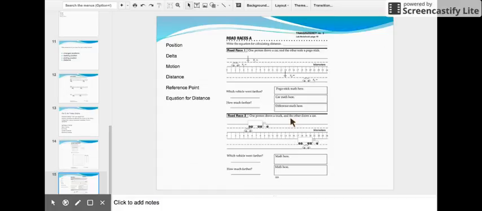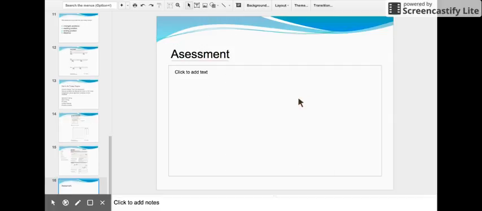And this is part 3. And here you're again just kind of keying into these ideas of position, delta, motion, distance, reference point, and the equation for distance. So it asks them to show their math here. So if they haven't figured out the distance equation here, by the end of these road races, they should have it just by doing the math over and over and over again. And then the final is just the assessment, which we are going to run out of time to discuss.